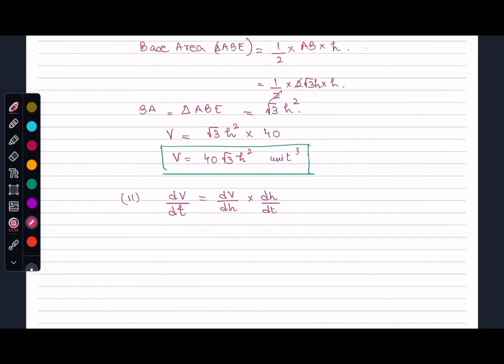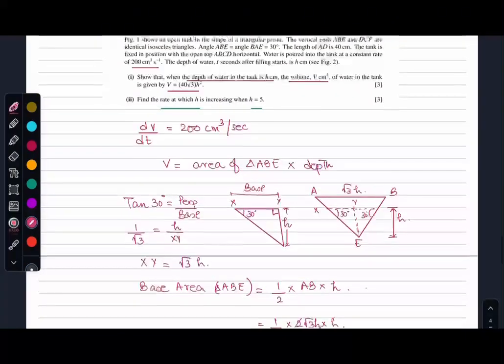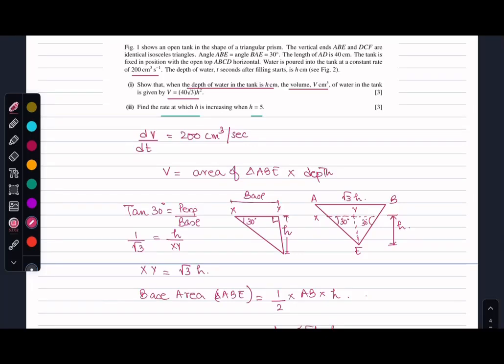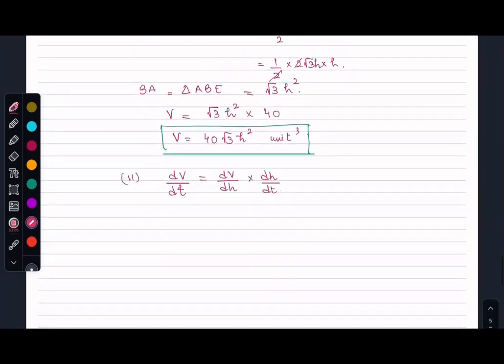It's dh by dt. The question is asking for the rate at which h is increasing when h is equal to 5. So they are asking for the rate at which h is increasing, so it's dh by dt. This is what the question is asking us for when the height is equal to 5 units.